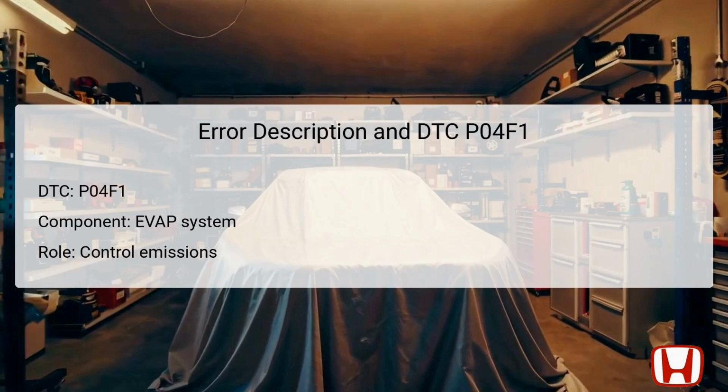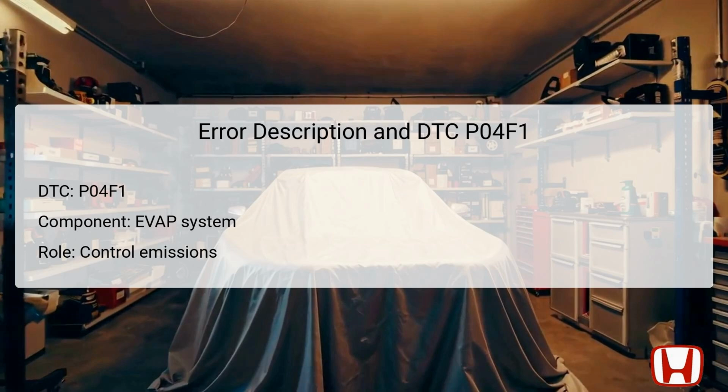DTC P04F1 signifies an issue related to the EVAP system's purge flow. The EVAP system plays a pivotal role in controlling fuel evaporation emissions, crucial for both engine efficiency and environmental protection. The core components include the EVAP canister, which collects fuel vapors, the purge valve, which allows the stored vapors to be directed into the engine for combustion, and the FTP sensor, which monitors fuel tank vapor pressure. Proper functioning of these components ensures effective emissions control.